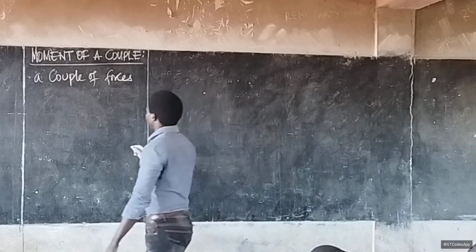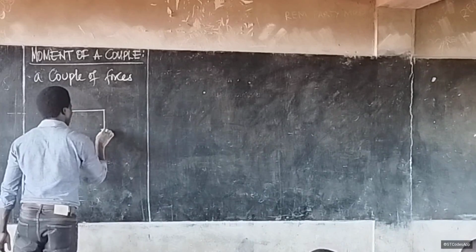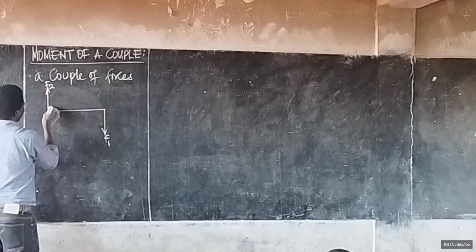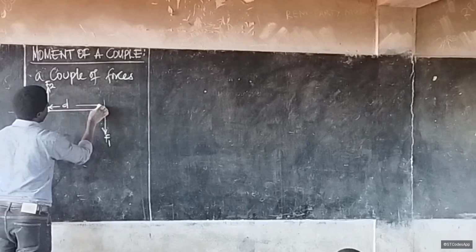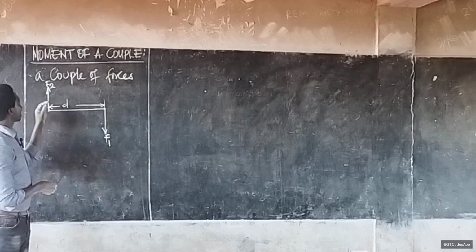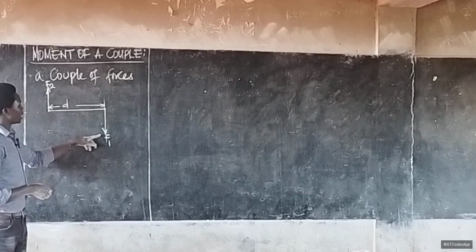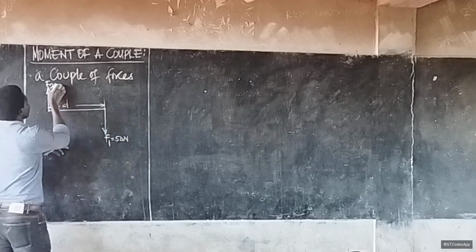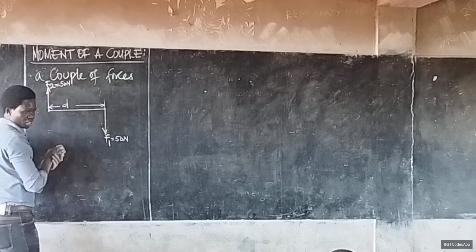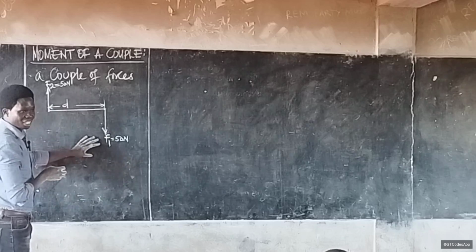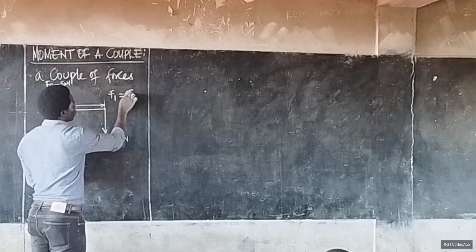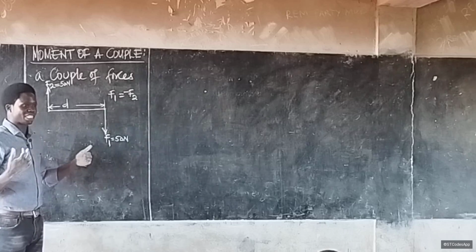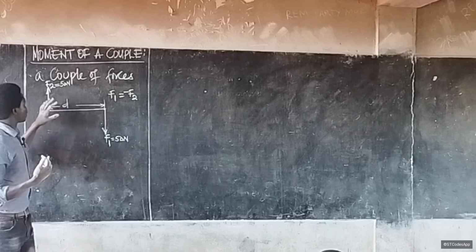A couple force can be two forces, F1 and F2. And the distance between them can be D. That's the distance between them. So what I call a couple is F1 and F2. They are of equal magnitudes. If F1 is actually 50 newtons, then F2 is also going to be 50 newtons. But they act in opposite directions. So F1 is just equal to F2, but only that they act in opposite directions. The negative is to show that they act in opposite directions. Is that okay? So this is what we call a couple of forces.